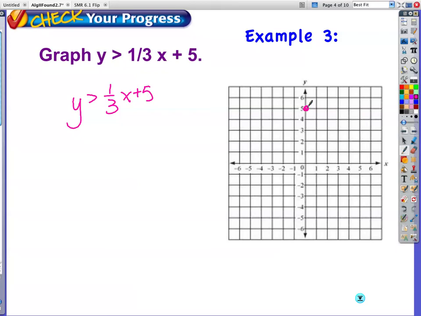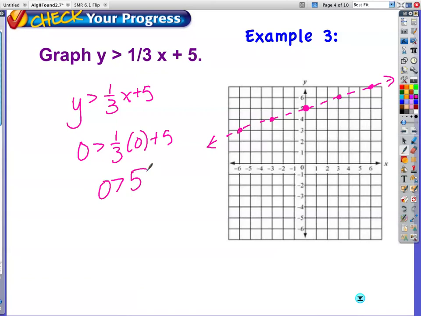5 is my y-intercept. 1/3 is my slope. Rise 1, run 3. This means I have not a solid line, but a dotted line. And now I'm going to test 0, 0. I put 0 in for y and 0 in for x.